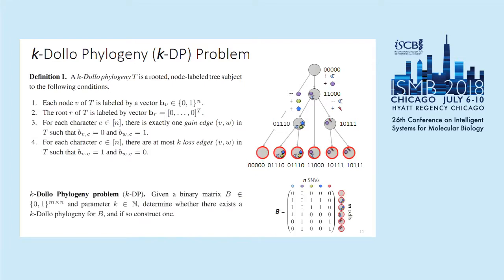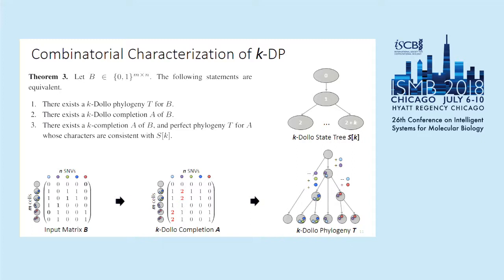And the problem that we have is we're only given the leaves, and we want to reconstruct the rest of the tree. So we're given a binary matrix. Rows are cells, columns are SNVs, and we're given a parameter k, where we have at most k losses per SNV, and we want to decide whether this matrix encodes leaves that form a phylogenetic tree under the k-dollar model. And if that's the case, we want to reconstruct this tree. So that's the computational problem that I'm going to be talking about. I'm just going to give you the main theorem.